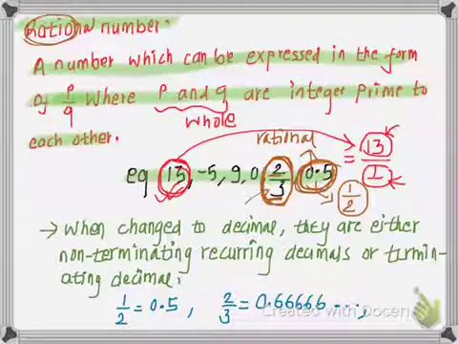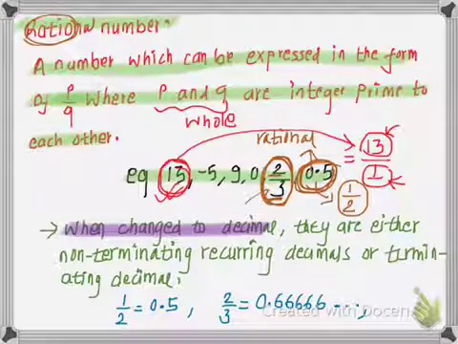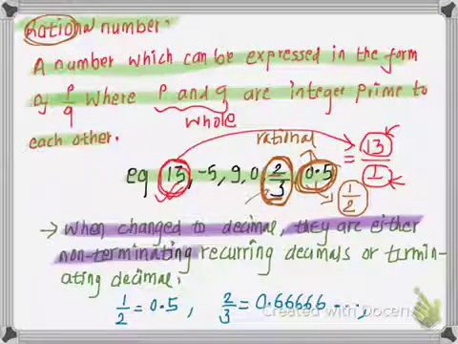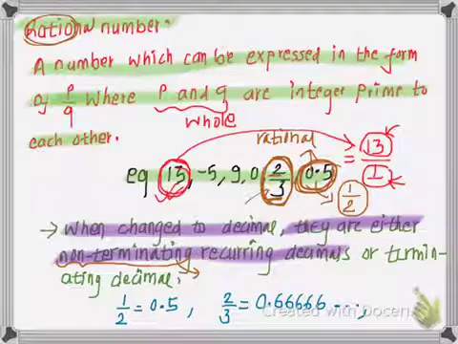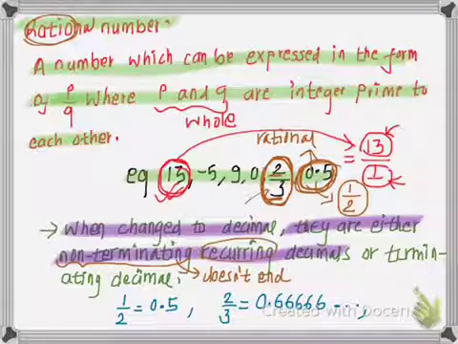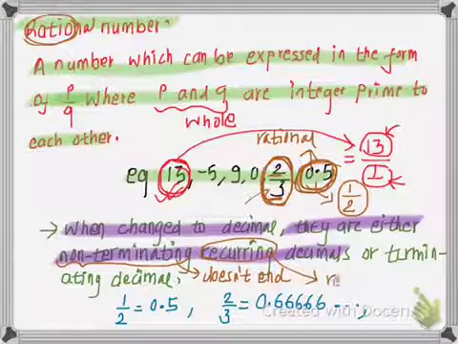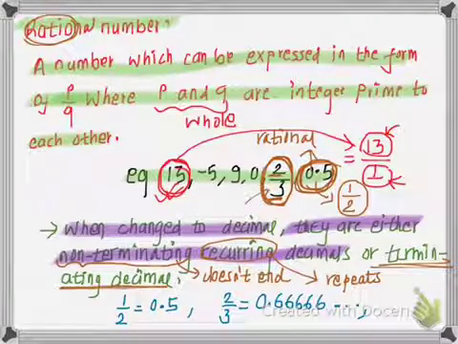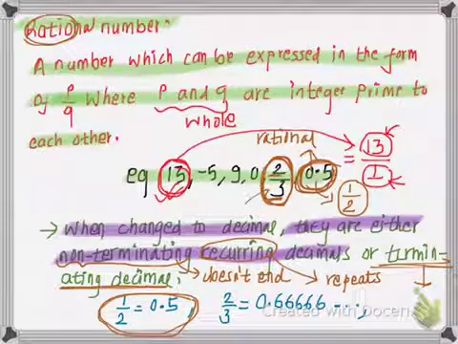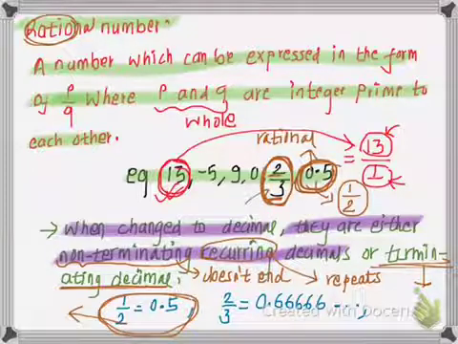Now let us look at some properties of rational numbers. When these rational numbers are changed into the form of decimals, they are either non-terminating recurring decimals. It means the number after the decimal does not end, and recurring means the pattern repeats after a certain interval. Or it can also be a terminating decimal, like the example of 0.5 right over here. So this is an example of a terminating decimal.